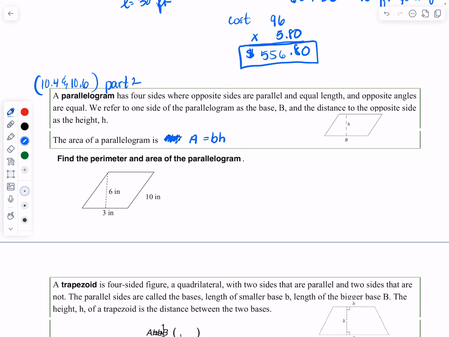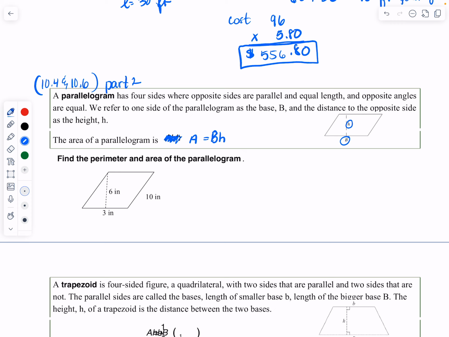A parallelogram has four sides where opposite sides are parallel and equal length. The opposite angles are equal. Refer to one side of the parallelogram as the base, B, so we're going to use a capital letter B for the base, and the distance to the opposite side as the height, H. So H is how tall this figure is, the height, okay? Therefore, we can find the area of a parallelogram by taking area equals base times height.